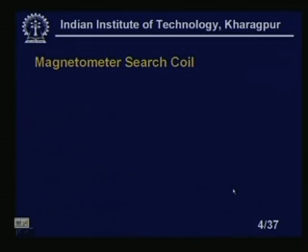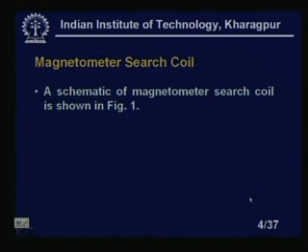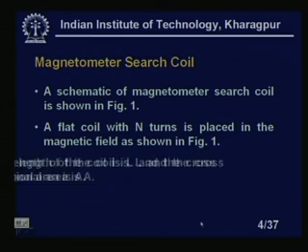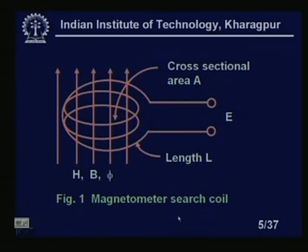Now, the basic principle of the magnetometer search coil is something like this. A schematic of the magnetometer search coil is shown in figure 1. A flat coil, let us go back and see this one. This is a coil which is placed under a magnetic field, its cross-sectional area is A, its length is L, and I am getting an output voltage E here.